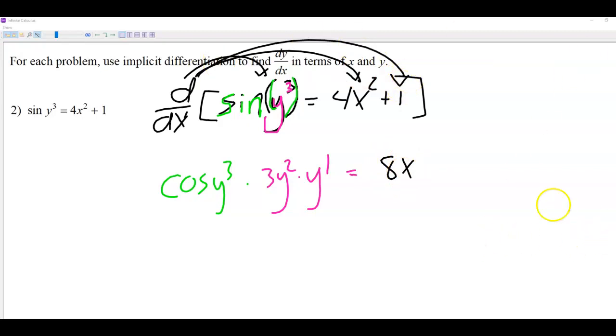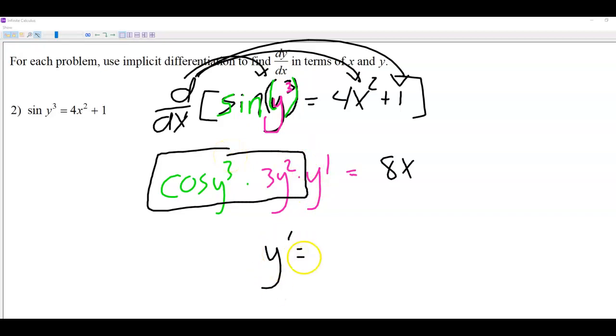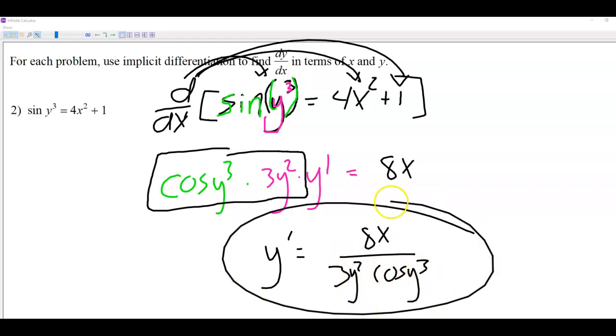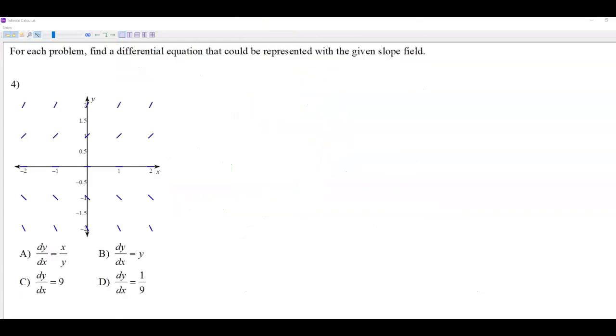Now I want to get the y prime by itself, so all I need to do is divide the rest of this stuff over to the other side, and now I have y prime is equal to 8x over 3y squared cosine of y cubed. And that would be our final answer there. So basically just take the derivative, don't forget your y prime, and get the y prime by itself. Okay, let's go ahead and take a look at number 4 here.